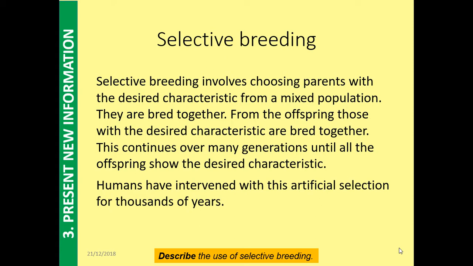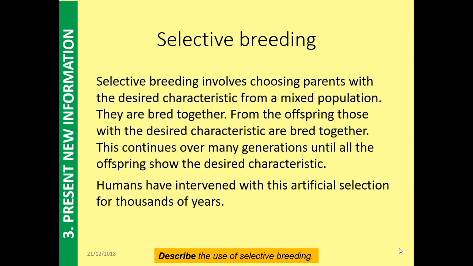So selective breeding involves choosing parents with the desired characteristics from a mixed population. So this could be as simple as a farmer looking at the animals he's got and saying, right, I'm going to reproduce these together because they've got really good features. One of the problems with that is that if a farmer keeps doing it within their own small group, then it can lead to inbreeding because you wouldn't necessarily choose the right organisms. You might keep choosing the same ones, and then obviously you get inbreeding issues.